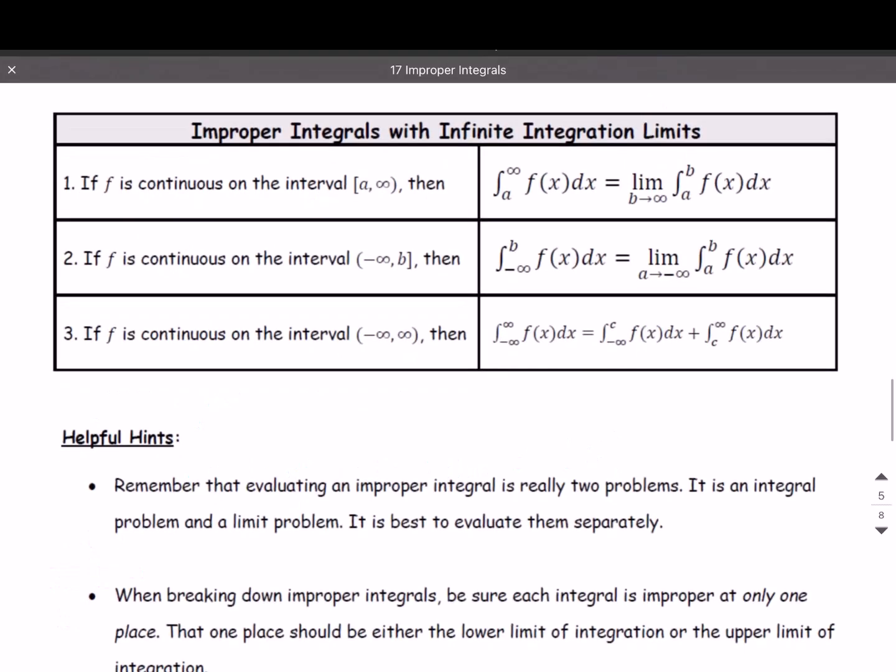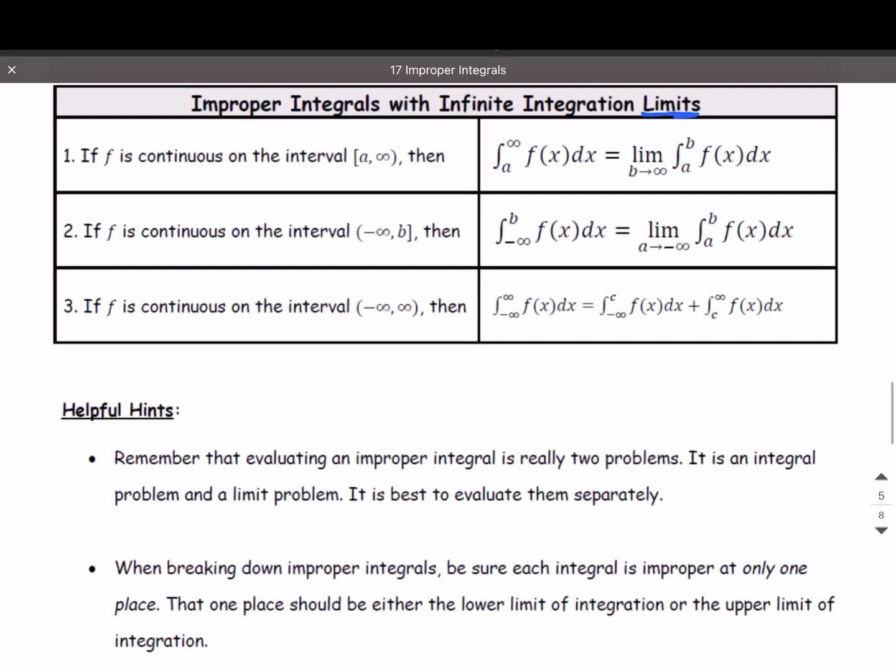So we can look at these improper integrals with infinite integration limits. So where the infinity is at a limit, there's 3 cases. If f is continuous on the interval, including a, but increasing without bounds, then we would take the limit as b heads to infinity and change this upper limit to a b. If f is continuous on the interval where we're including the b, so we're coming from negative infinity and we're headed to the value of b, so our integral looks like this. This time we change the negative infinity to an a, and we take the limit as a is approaching negative infinity.